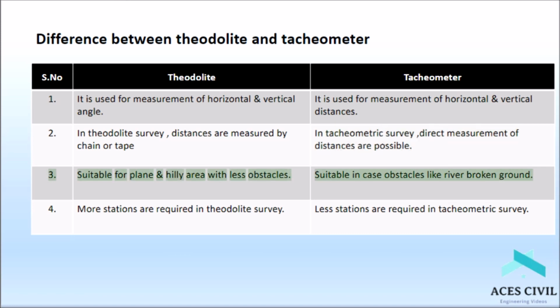3. Theodolite: suitable for plain and hilly areas with fewer obstacles. Tacheometer: suitable in case of obstacles like rivers and broken ground. 4. More stations are required in theodolite survey. Fewer stations are required in tacheometric survey.